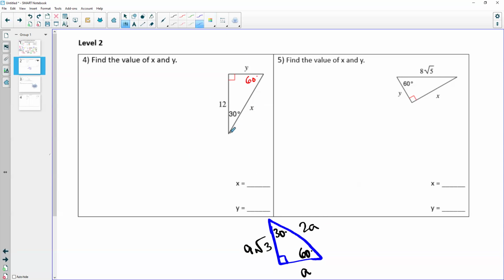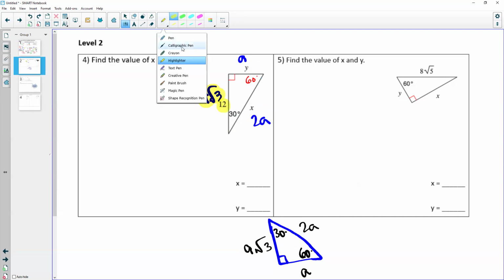So let's label it in this following picture. Across the 30, this would be a. Across the 60, it's a square root of 3. And across the 90, the hypotenuse is 2a. Focusing our attention here on the side that was provided, they gave us this side of 12. That side of 12 represents your a square root of 3 side.